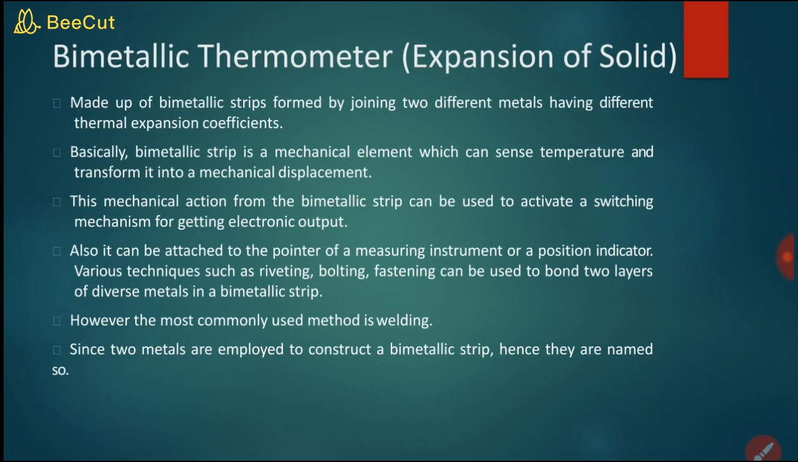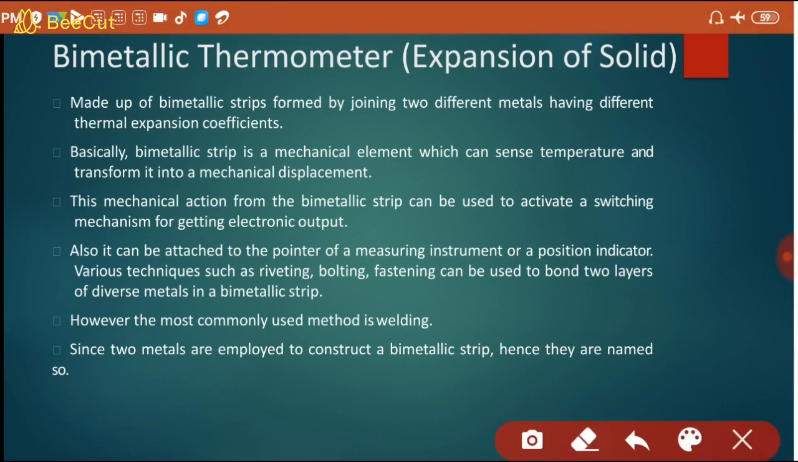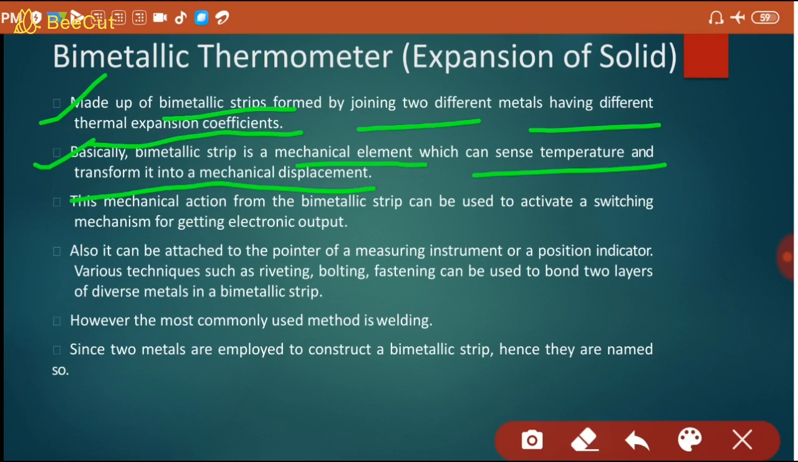Okay, so first, the bimetallic thermometer, expansion of solid, is made up of a bimetallic strip formed by joining two different metals having different thermal expansion coefficients. So आप जैसे कि यहाँ देखेंगे important point है कि जो bimetallic strips हैं वो formed होंगी by joining two different metals having different thermal expansion coefficient से. So this bimetallic strip is a mechanical element that can sense temperature and transform it into mechanical displacement. तो mechanical sense करेगी temperature को और transform करेगी mechanical displacement में.